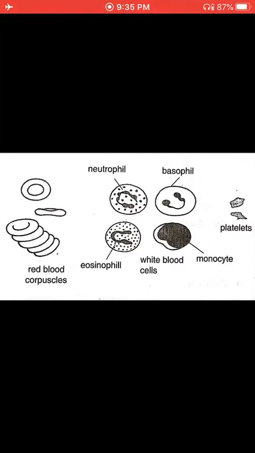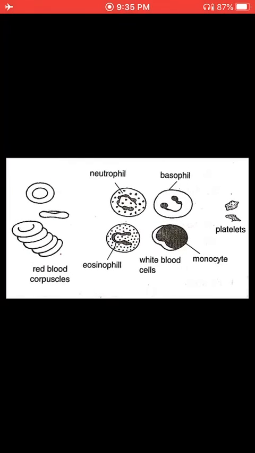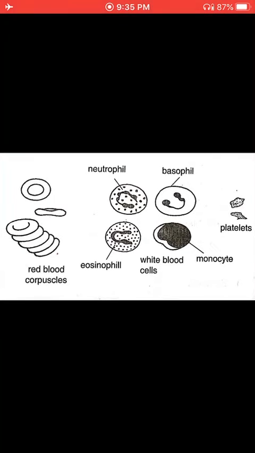Lymph is basically a colorless fluid that is filtered out of the blood capillaries. What is its function? It transports nutrients, oxygen, and glucose. It brings CO2 and nitrogen waste from the tissue to the blood, and WBCs such as leukocytes are present in it, which protect against infection. So this is all about fluid connective tissue.